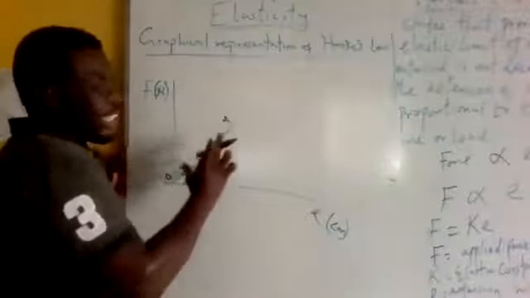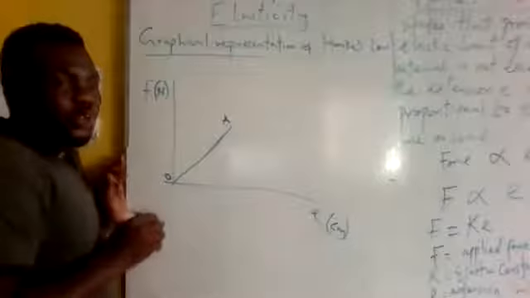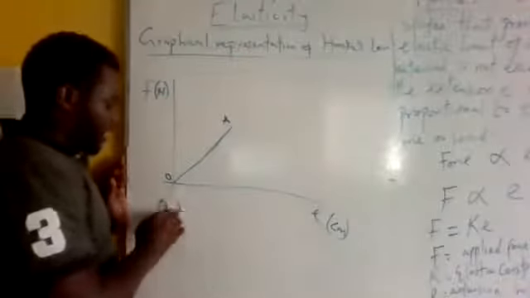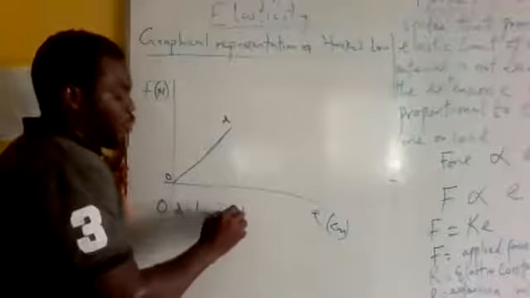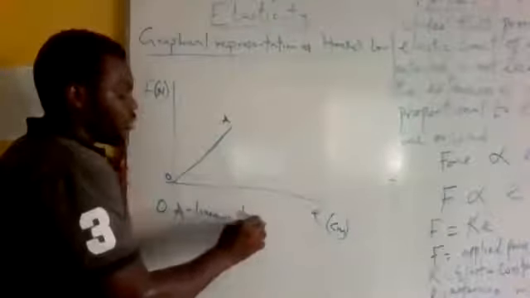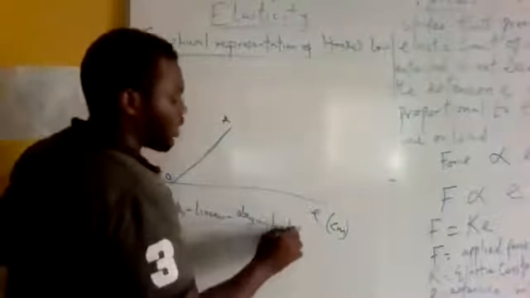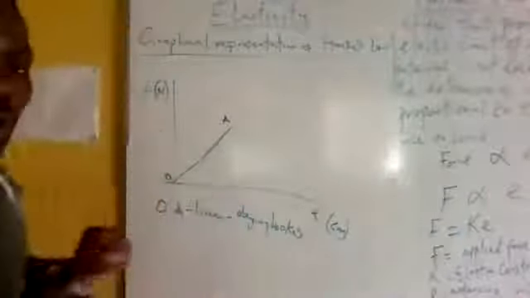At this point, we say that it is obeying Hooke's law. Are you getting me? At OA, it is linear, and it is obeying Hooke's law, because Hooke's law is telling us that there's a direct relationship between force and extension. So it is obeying Hooke's law.